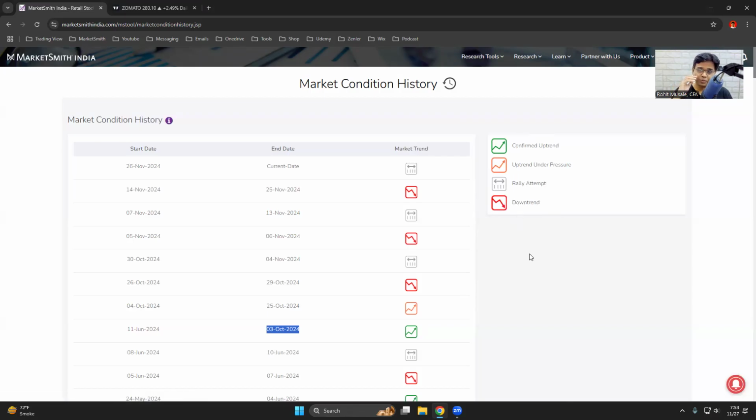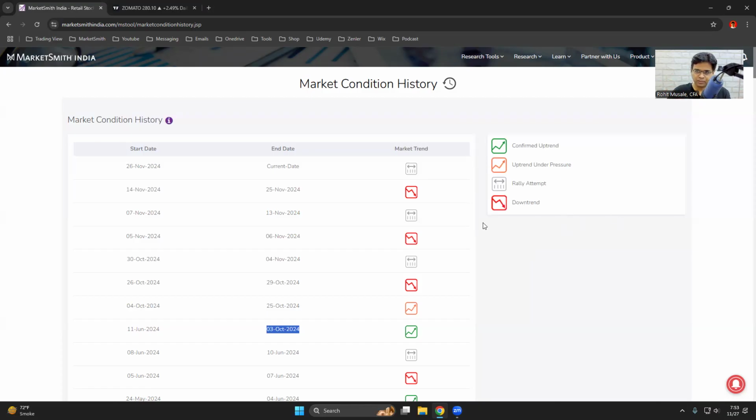This is not an opinion of Market Smith. This is based on 125 years of stock market data analysis and study. They studied the stock market for 125 years and they came up with certain factors that we should look for when we are studying a particular index. And based on those mathematical factors, they have arrived at these four states.